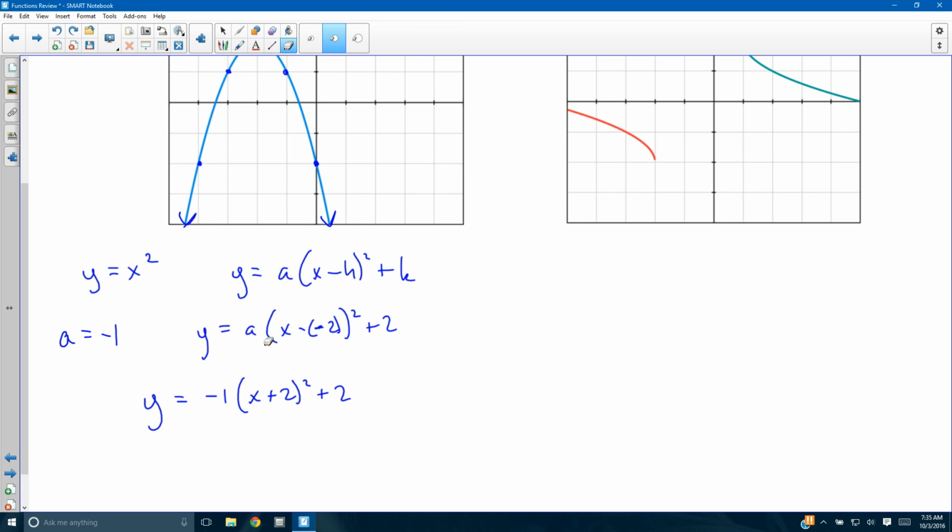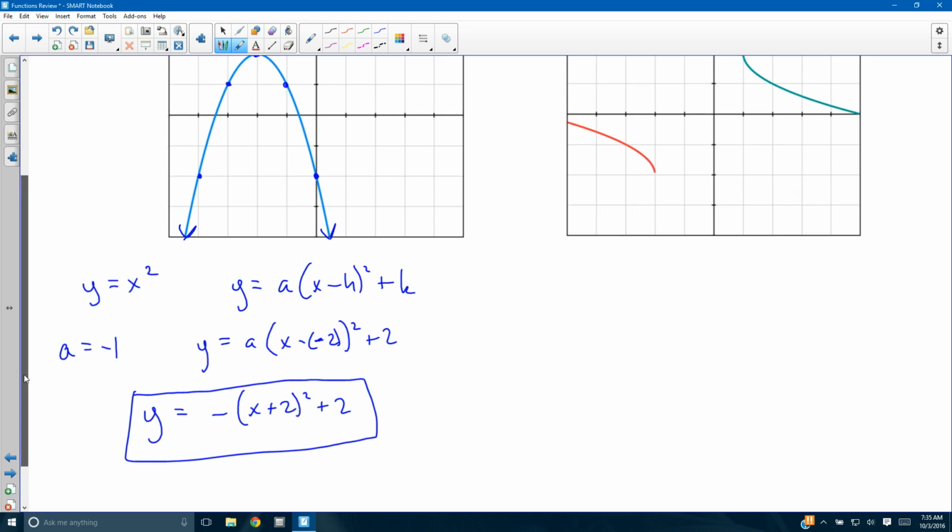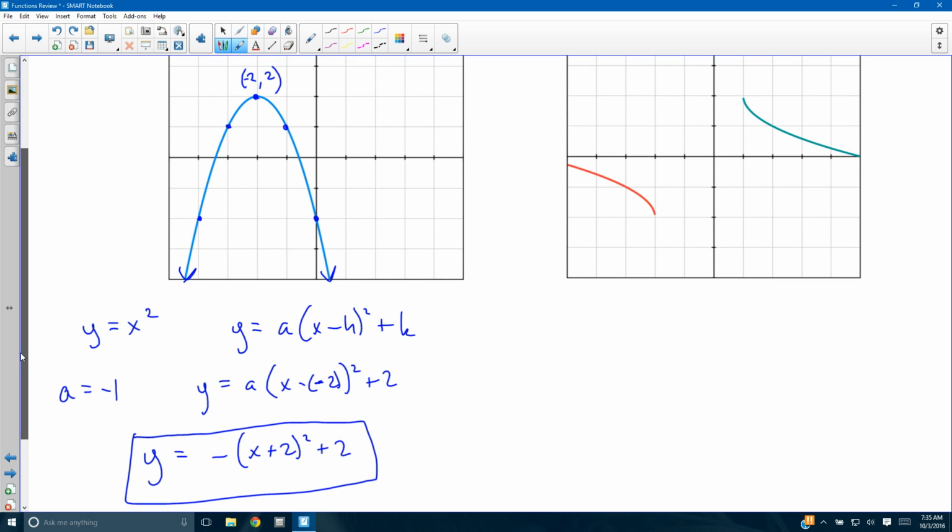A lot of people won't put the -1, at least answers normally wouldn't. So you can just put the negative right there. You'd be good to go. Flipped over, shifted 2 units to the left, 2 units up, no other stretch factor in place.